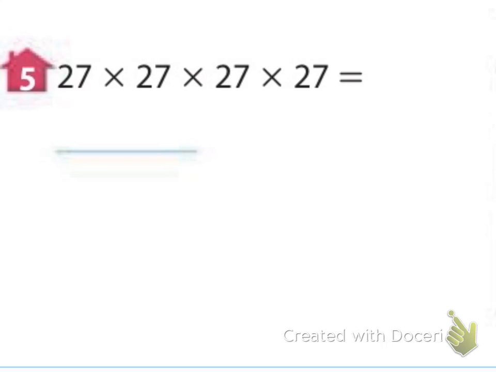Now for number 5, same situation. We find the base, which is the number that's repeated. That's 27. And it's repeated 1, 2, 3, 4 times. So we have an exponent of 4. Again, it's not 27 times 4. It's 27 times 27 times 27 times 27.